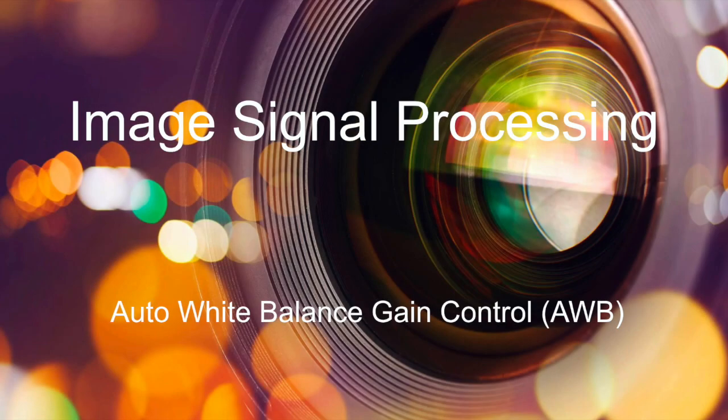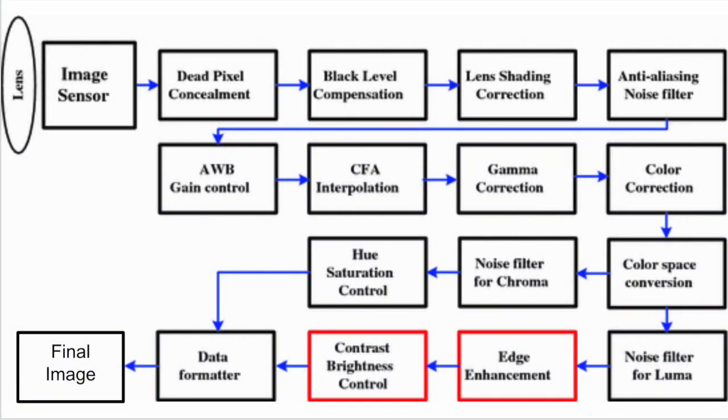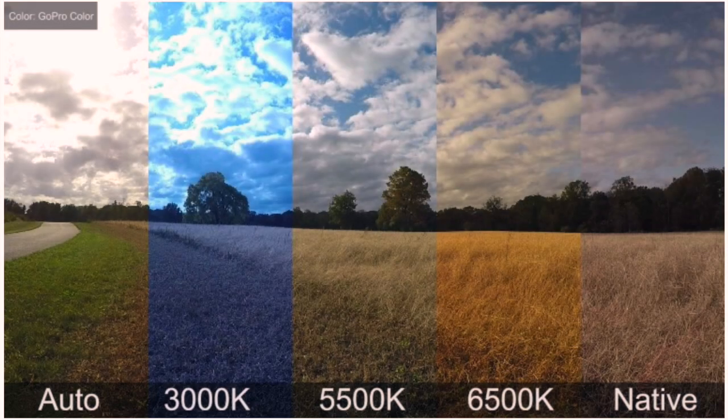Today we're covering auto white balance gain control. Let's get started. To recap, so far we've covered how a camera converts light into a Bayer domain image, how to correct dead pixels, how to compensate for black levels, how to adjust lens shading, and finally, how to apply an anti-aliasing filter.